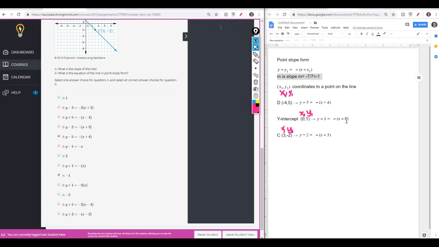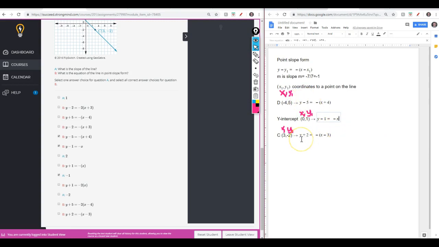Now we can rewrite this because x minus 0 is just x, because subtracting 0 from any number doesn't change its value. So I'm looking for y minus 1 is equal to a negative x. Y minus 1 is equal to a negative x. So in parentheses, since there's only an x in there, we can take off the parentheses.